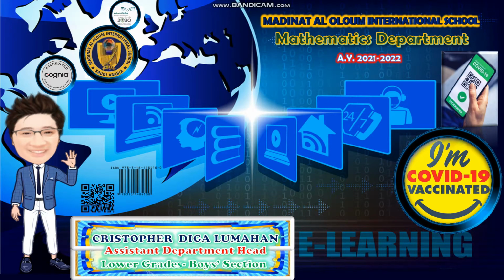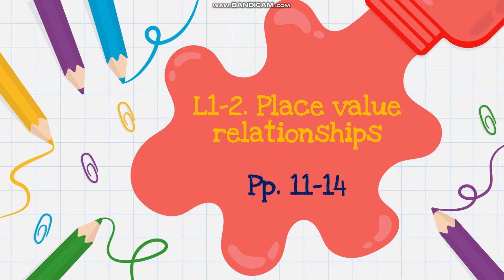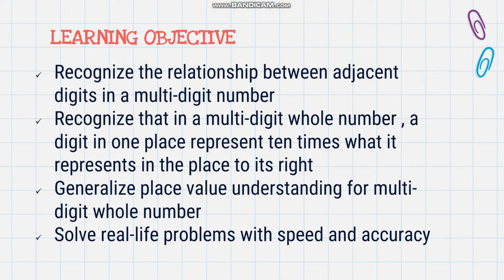Good morning, everyone. Our topic for today is Lesson 1-2, Place Value Relationships. You will find this lesson on pages 11 to 14 of your book. Here are the learning objectives for today's lesson.